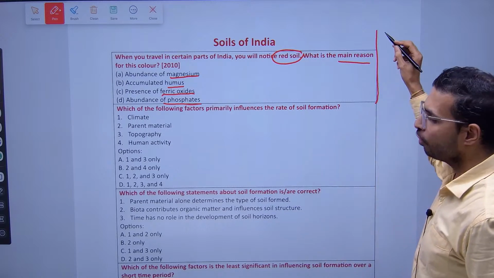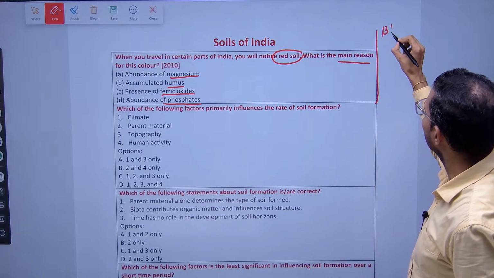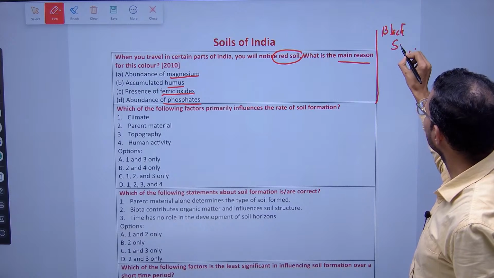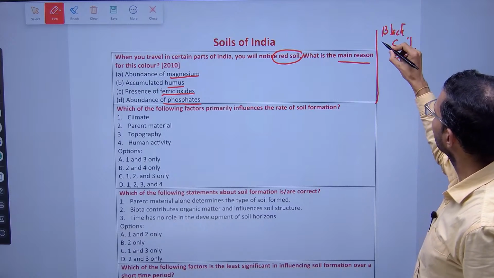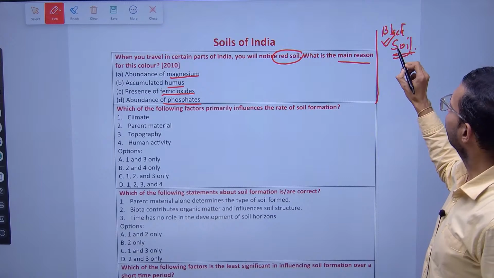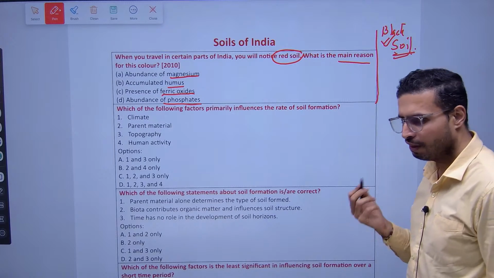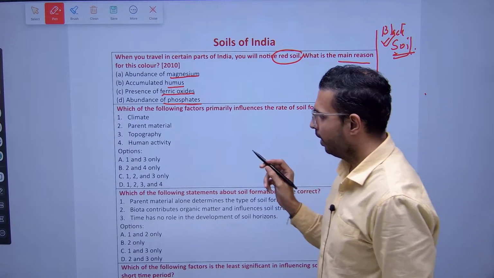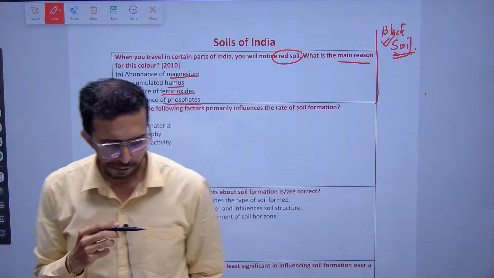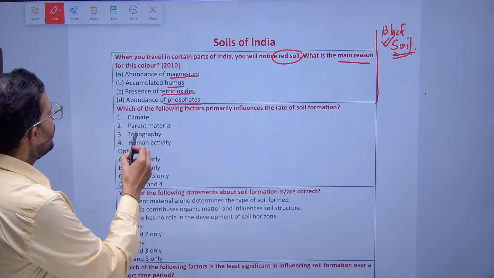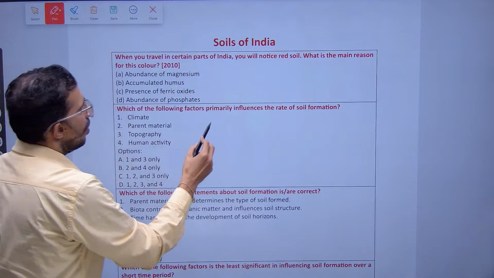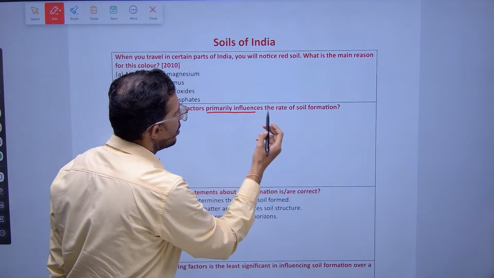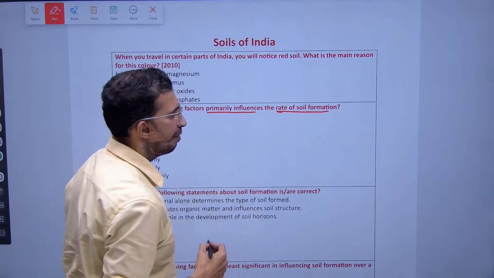What are the probable questions regarding the black soil? What is the main reason for the color of this soil? The question might be asked in the exam. So the next question: which of the following factors primarily influences the rate of soil formation?